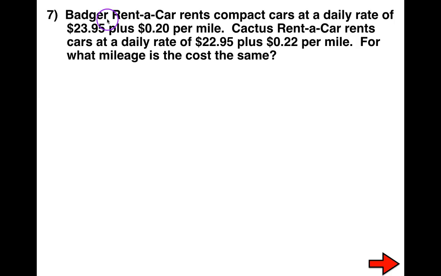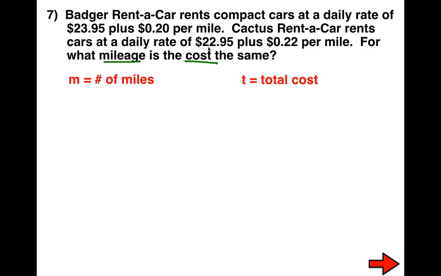Okay, so moving on. Last but not least, it says the Badger Rent-A-Car rents cars at a daily rate of $23.95 plus 20 cents per mile. Cactus Rent-A-Car rents cars at a daily rate of $22.95 plus 22 cents per mile. For what mileage is the cost the same? So there's 2 things we're going to be looking at. We're going to be looking at the mileage and how that affects the cost. So in that case, m for the number of miles, and in this case, T for the total cost.